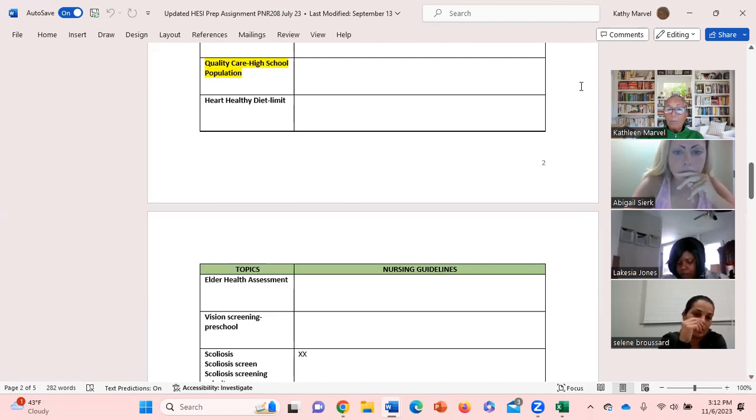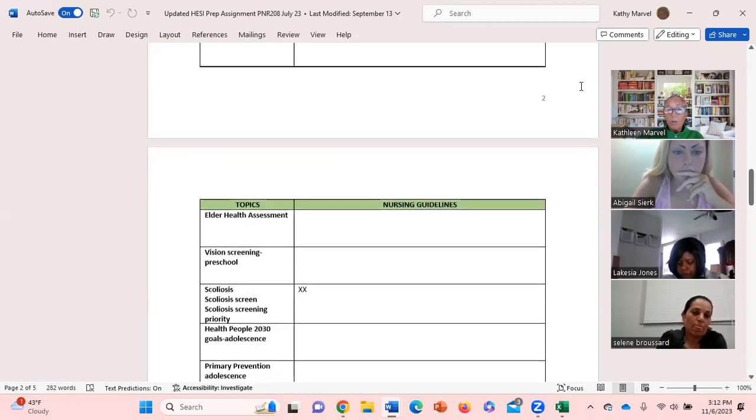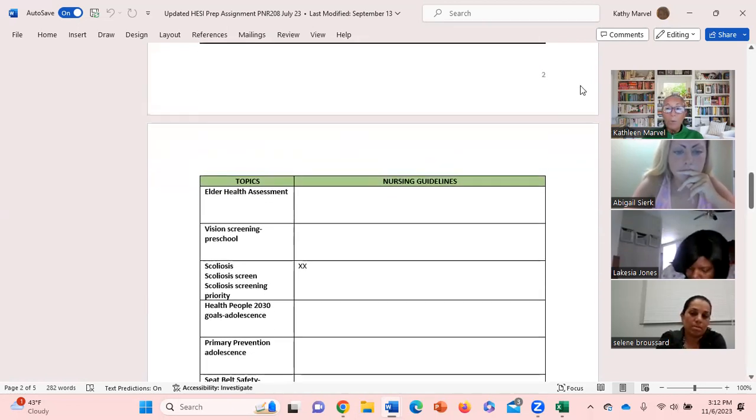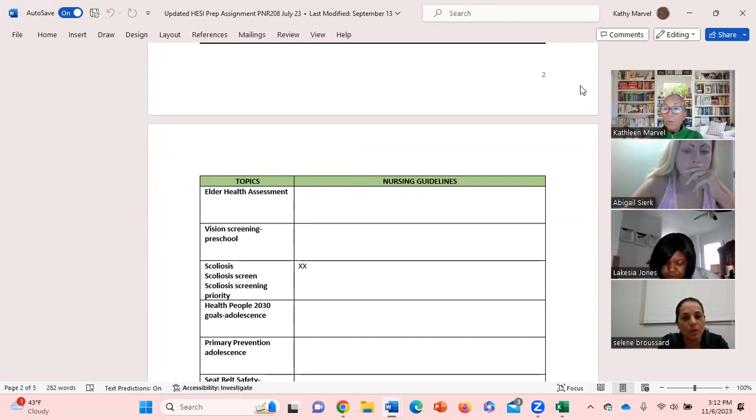Heart healthy diet. So again, I'm just going through the elder health assessment. What kinds of things are important to assess when we're doing an elder health assessment? Maybe nutrition, risk factors, safety risk factors in the home if they're in the home, any kind of abuse or neglect that might be going on.